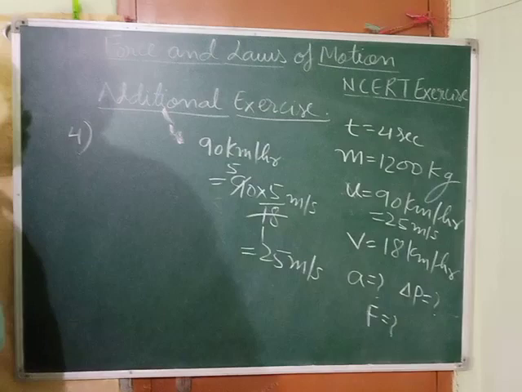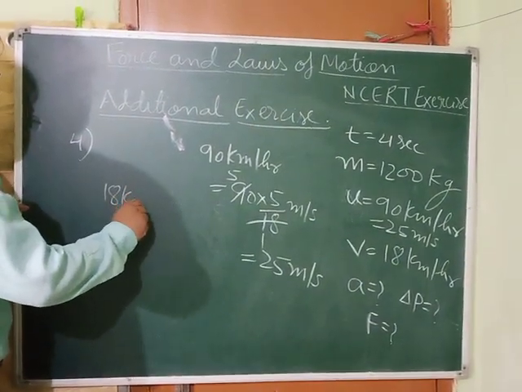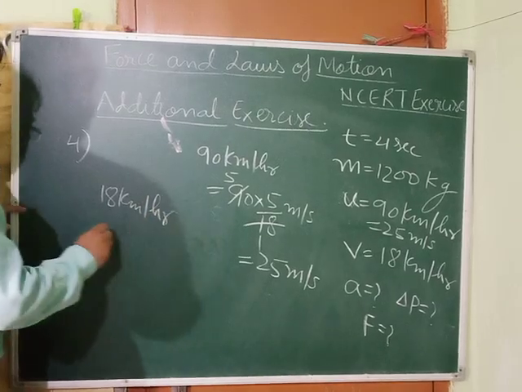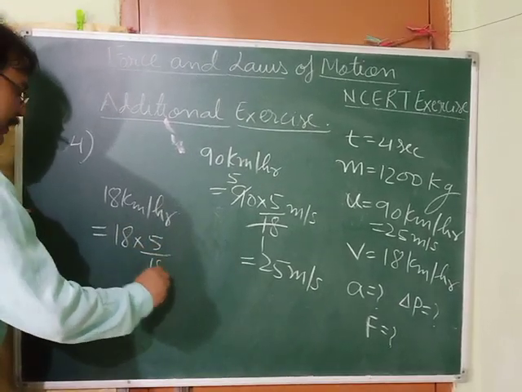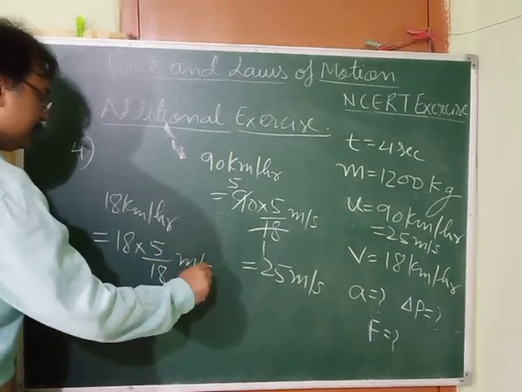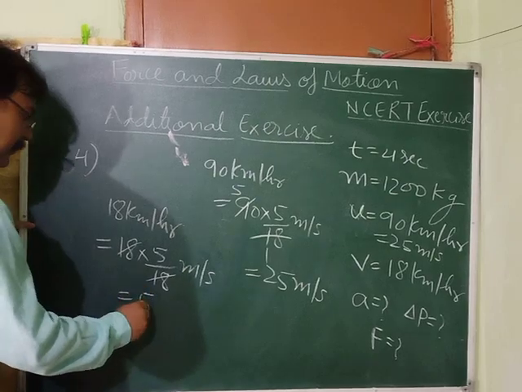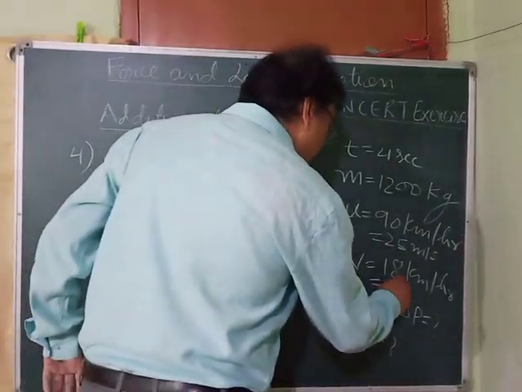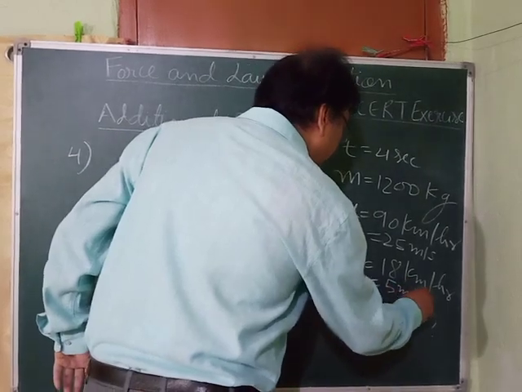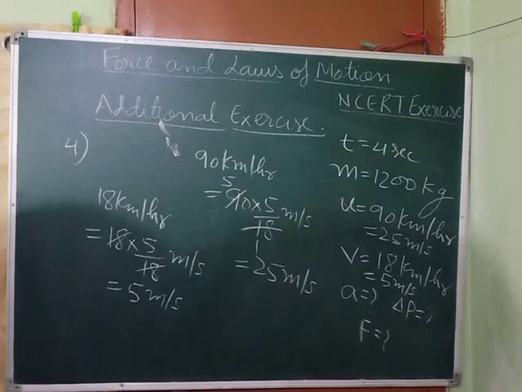Now, what about the final velocity? That is 18 km per hour. We have to convert it into meter per second. So 18 into again 5 by 18 meter per second. We can cancel this, 1 into 5 is 5. So we get 5 meter per second. So the final velocity is 5 meter per second. So we got both the velocities in meter per second.